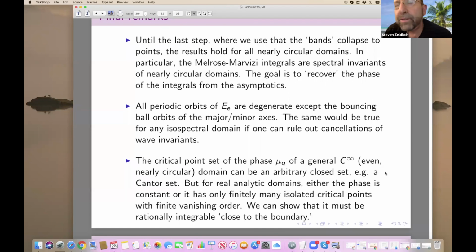The only way we use that it's isospectral to an ellipse as opposed to another domain is that the phase function's constant. If we knew anything about the phase function for any other domain, we could probably prove spectral determination for that. So that's what we're trying to understand now. If we knew about psi q, I mean the mu q, the loop length function, for any other domain, we could do something with every domain.